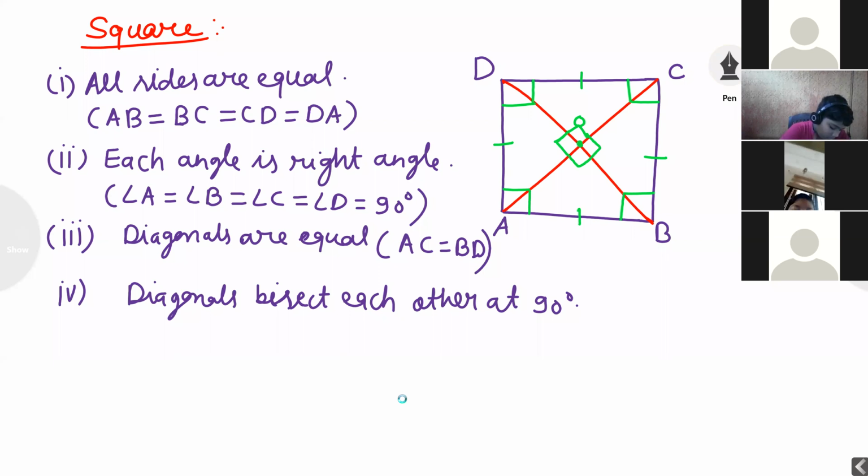All sides are equal. Each angle is a right angle. Diagonals are equal. Diagonals bisect each other at 90 degrees.